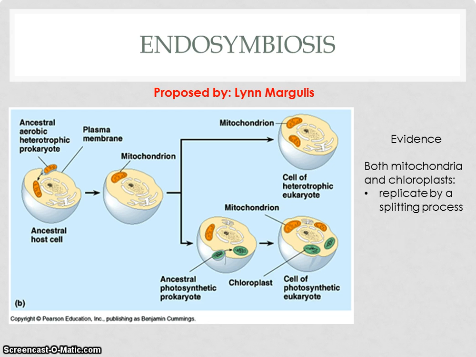Both chloroplasts and mitochondria replicate by a splitting process similar to prokaryotes. Both chloroplasts and mitochondria contain a single circular DNA molecule very similar to that of prokaryotes. And both chloroplasts and mitochondria have their own ribosomes, which translate their own DNA into proteins.